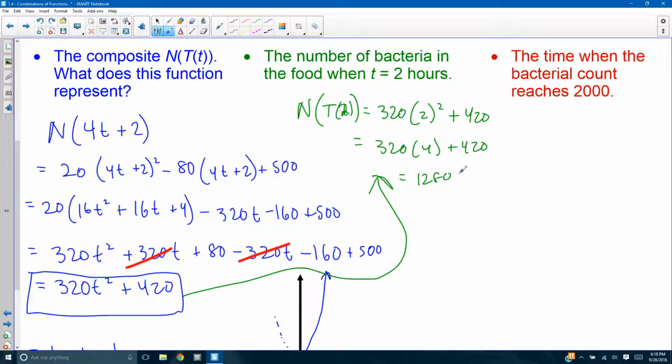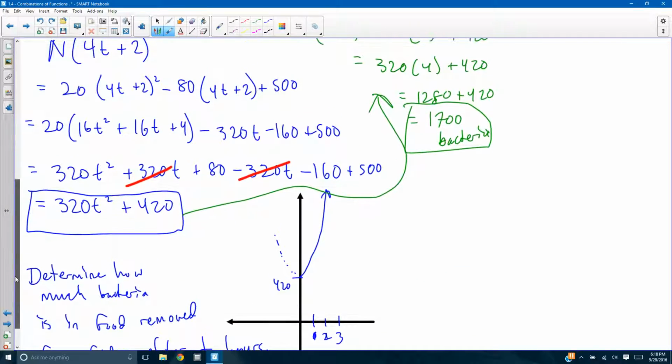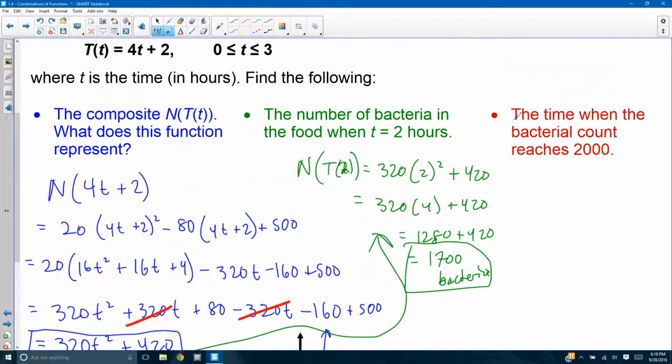1280, plus 420. This is disgusting to think about. I really don't know how bacteria appears or if you can see it. This is just on the spot kind of stuff. 1,700 bacteria in a food item that has been left out of the fridge for 2 hours. Ugh. All right. The time when the bacterial count reaches 2,000.